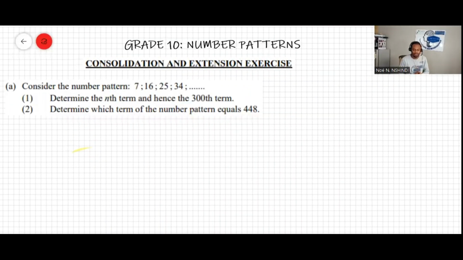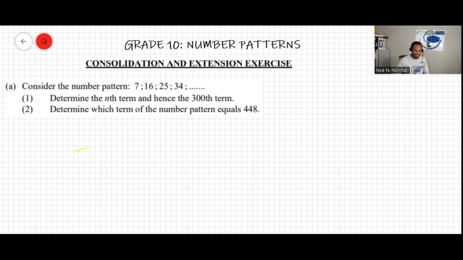Well, now we're going to do consolidation and extension exercises of number patterns, grade 10. Question A says, consider the number pattern given there. Question 1 says determine the nth term, hence the 300th term, and then determine which term of the number pattern equals 448.